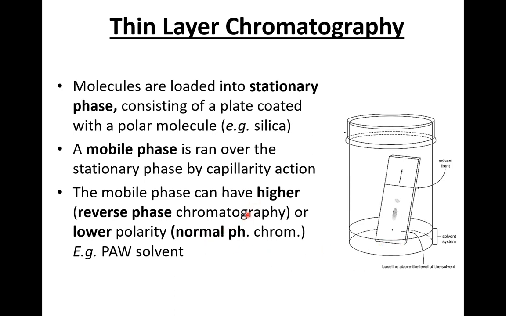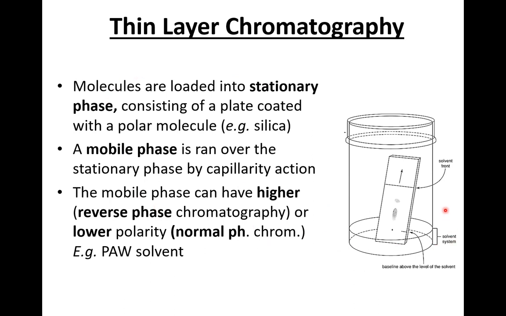Now, the buffer can be more or less polar compared to the plate. If it's more polar than the stationary plate, you talk about a reverse phase chromatography. If it's less polar than the stationary phase, so then the plate, or the silica on the plate in this example, it will be referred to as a normal phase chromatography. One example of a solvent that you can use in the lab is the one you'll use in your own lab, which is a mixture of isopropanol, acetic acid, and water, or PAW solvent. With different ratios, you can achieve different degrees of polarity there.